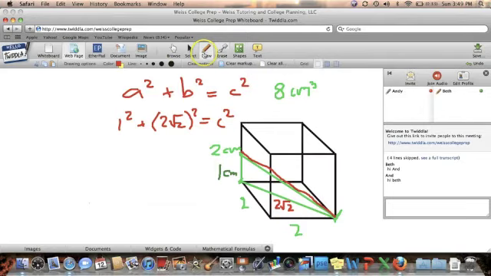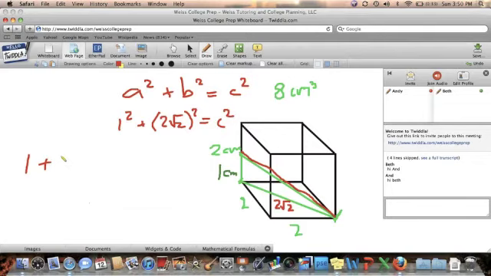Over here, we know that 1 squared. What is 1 squared? 1. 1. So I can say 1 squared is 1 plus 2 times the square root of 2 squared. Do you know how to square all of that stuff, Mom? No, I have to say that I don't remember. Okay, that's fine. That's what I'm here to help you with.